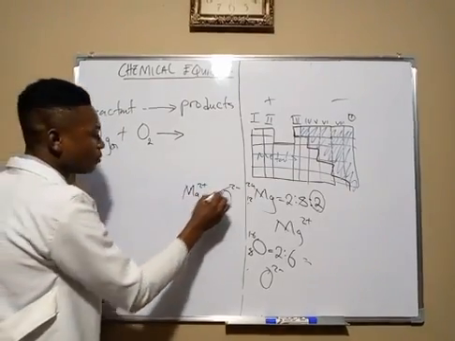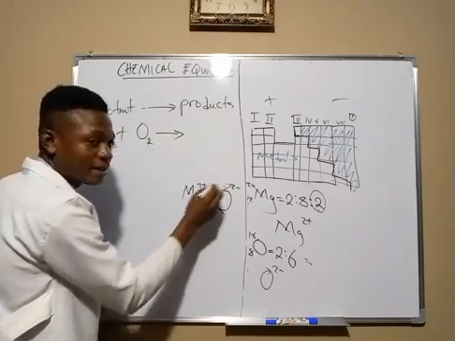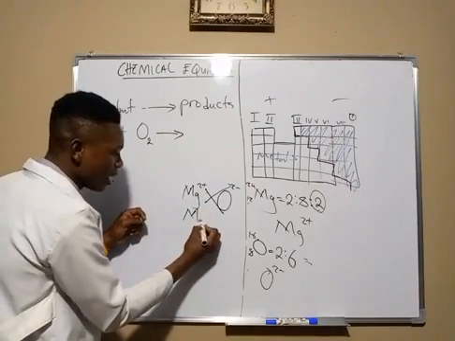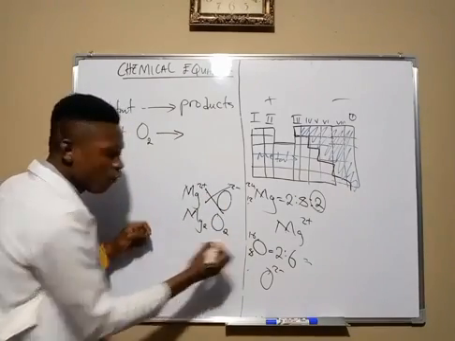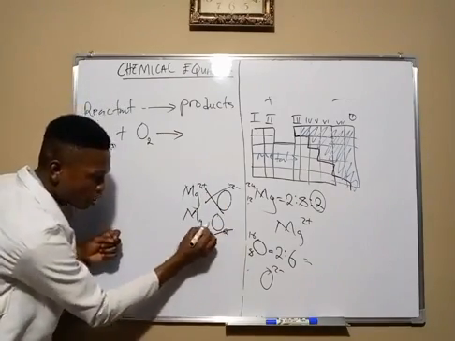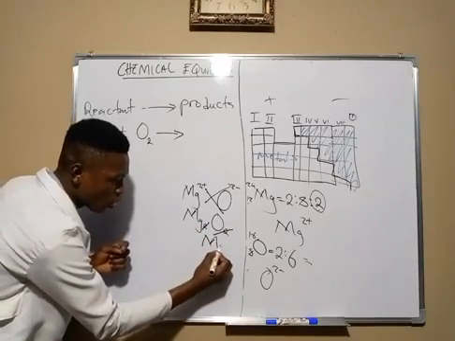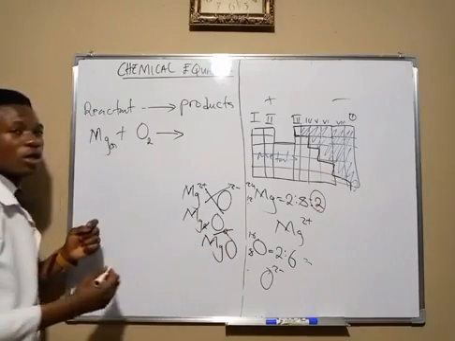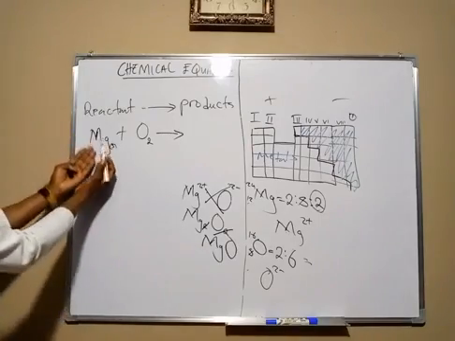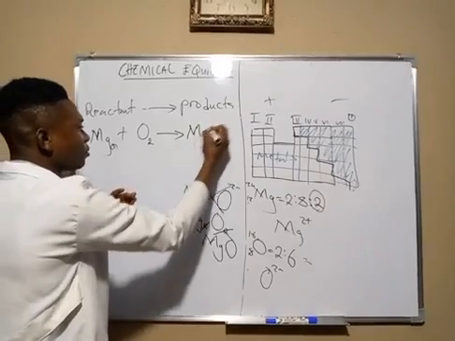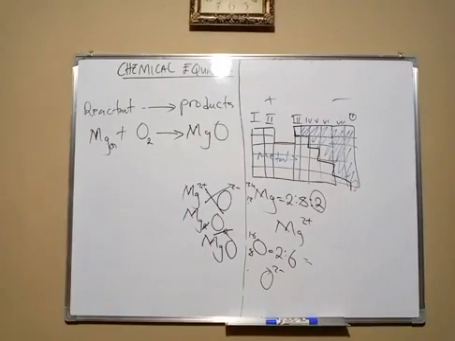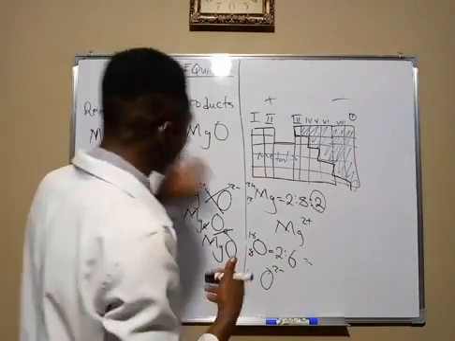So you cross these valences that are up. So it will be magnesium with the 2 for oxygen and oxygen with the 2 for magnesium. So these 2 and 2 will cancel. You remain with what? Magnesium oxide. So this is a reaction. When magnesium reacts with oxygen, it will form what? Magnesium oxide. This is how you form a reaction as we are just starting.